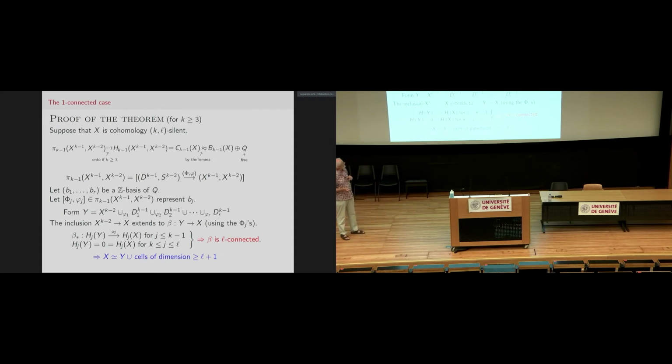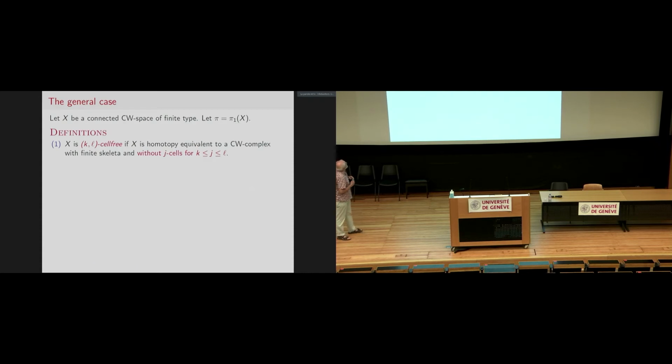Now let's go to the general case. So again, we take a connected CW space of finite type. The fundamental group will be denoted by pi everywhere. And this is the same definition. But now for the cohomological silence, it will be for any Z pi module. I maybe comment on that and say exactly what it means. So it's a slightly stronger condition. And we can try to prove the theorem. Is that equivalent?